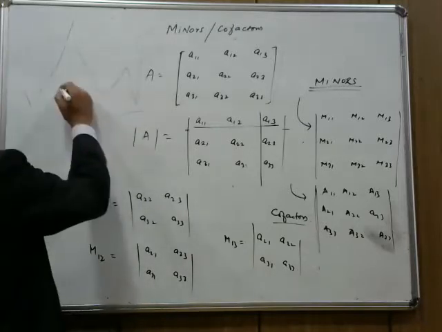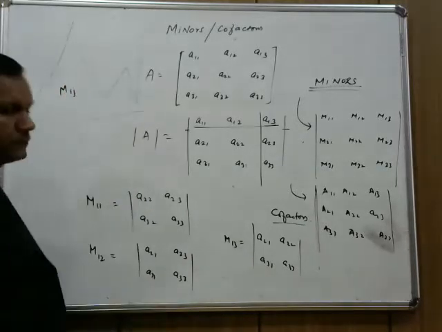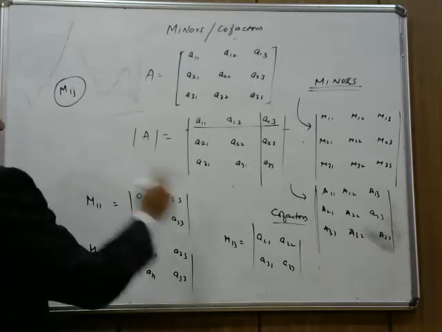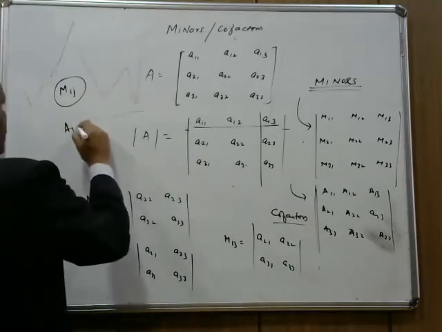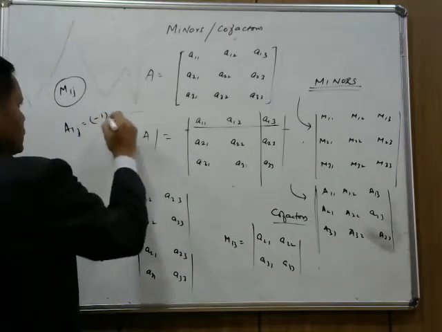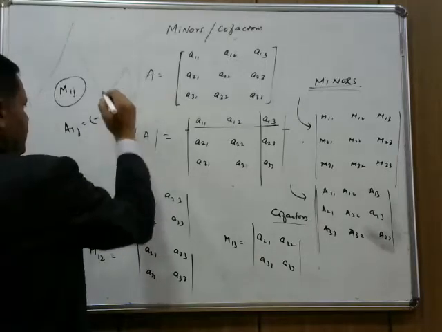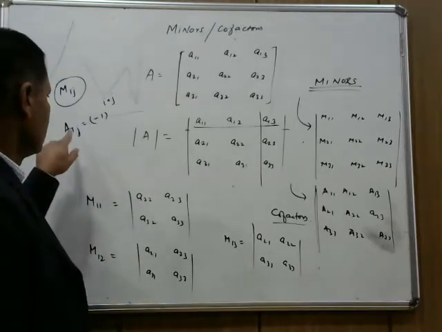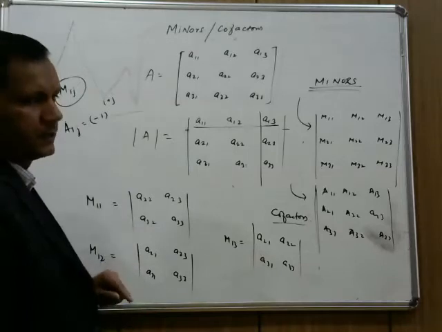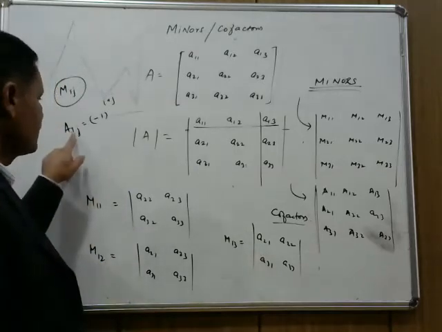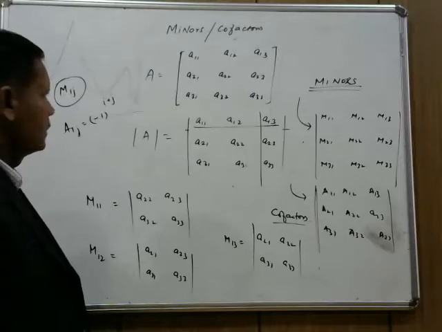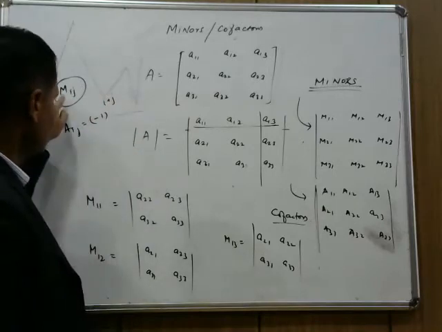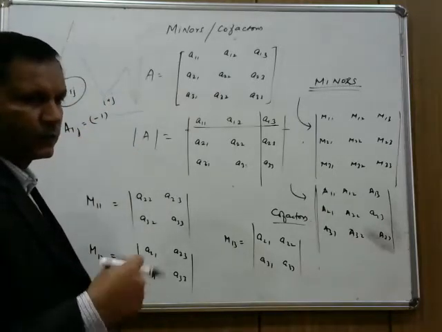Suppose I am writing the minor Mij, then its cofactor, capital Aij, will be minus 1 to the power i plus j. Minus 1 to the power i plus j. That means if the address of that particular element is odd, then the sign will change while you are writing the cofactors.